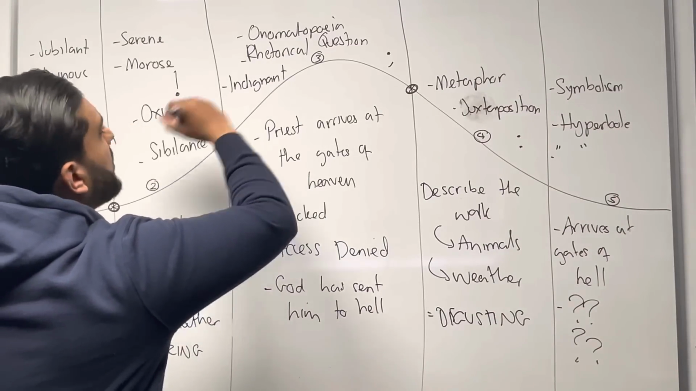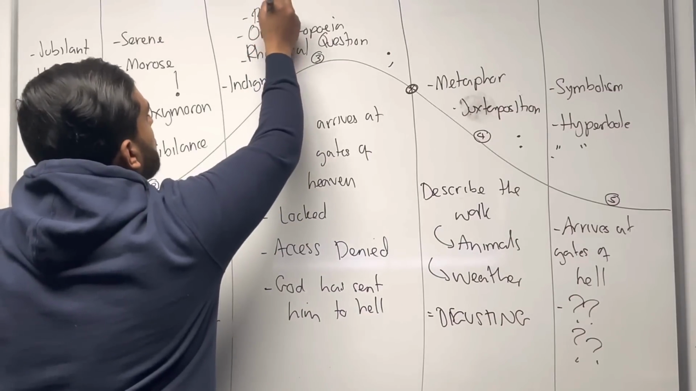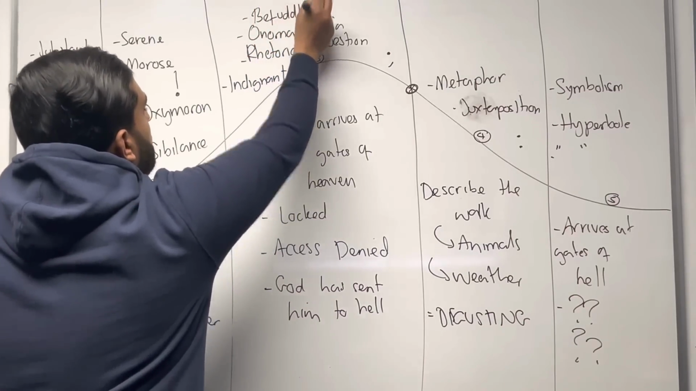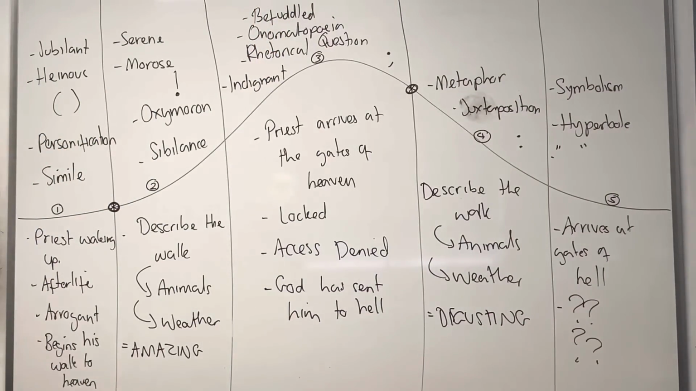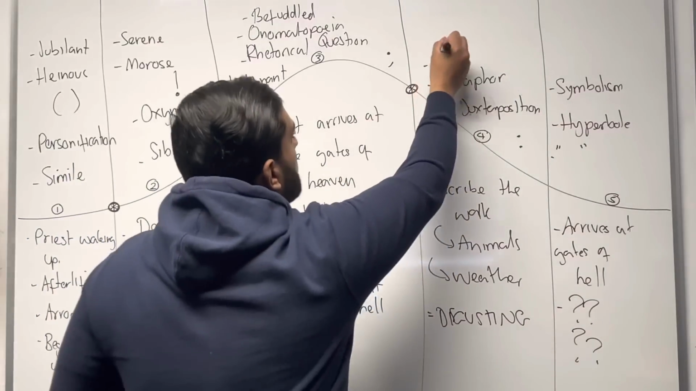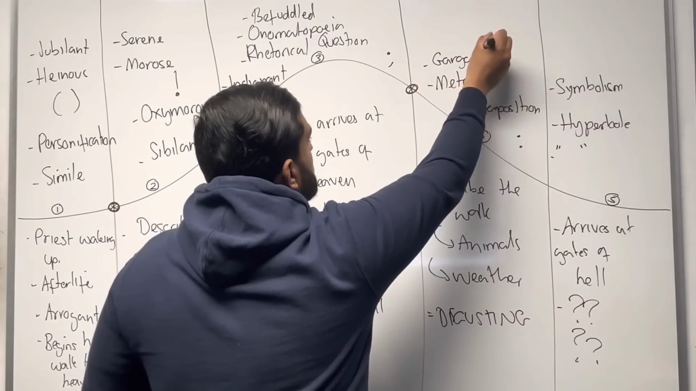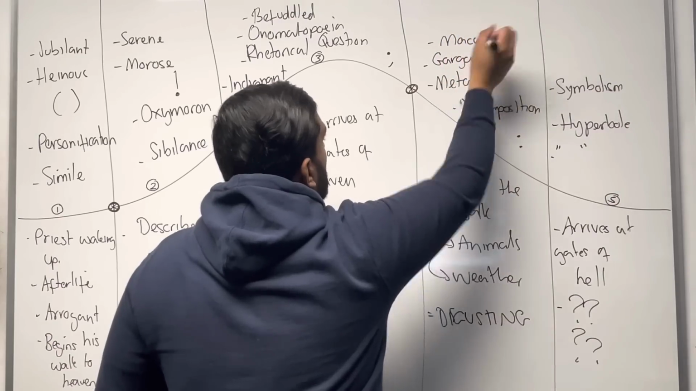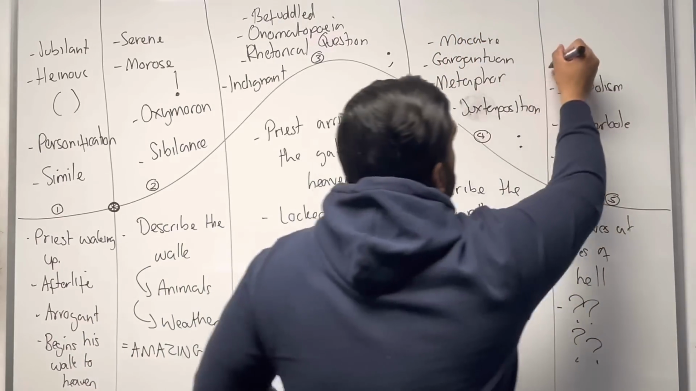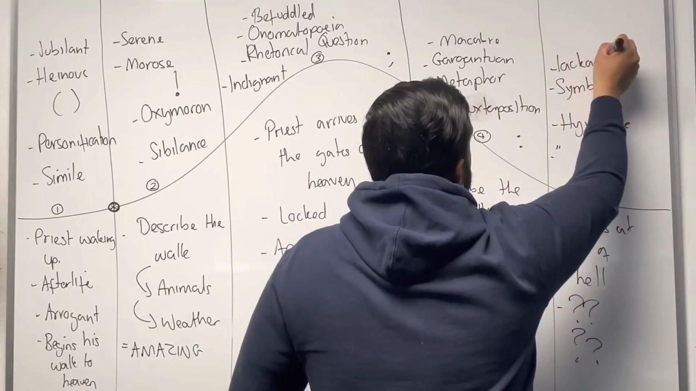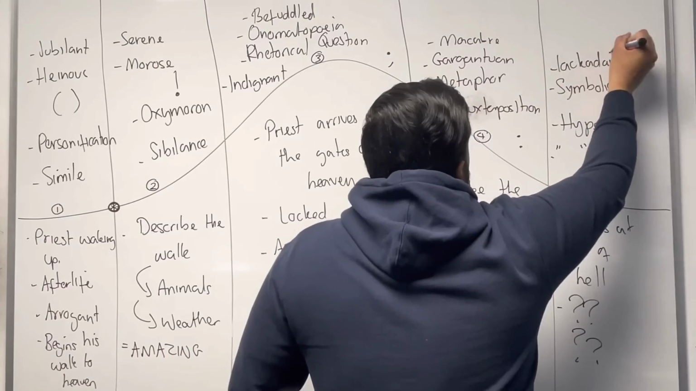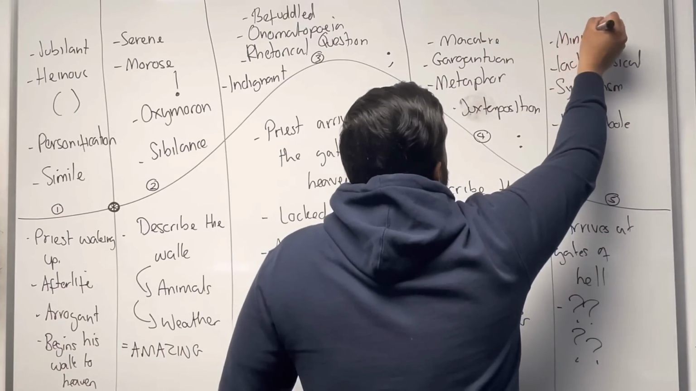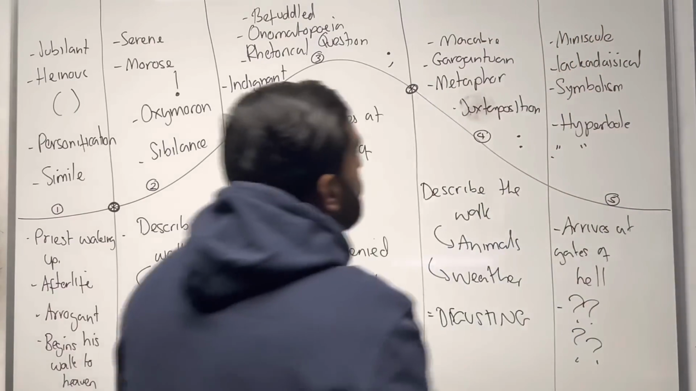Paragraph 3, guys, I will use the word indignant, which means angry, and I will use the word, let's go for the word befuddled, which means he's confused. Paragraph 4, guys, I will use the word gargantuan, which means massive, and I will use the word macabre. Paragraph 5, guys, I will use the word lackadaisical, and I will use the word minuscule. And there you have it, guys.